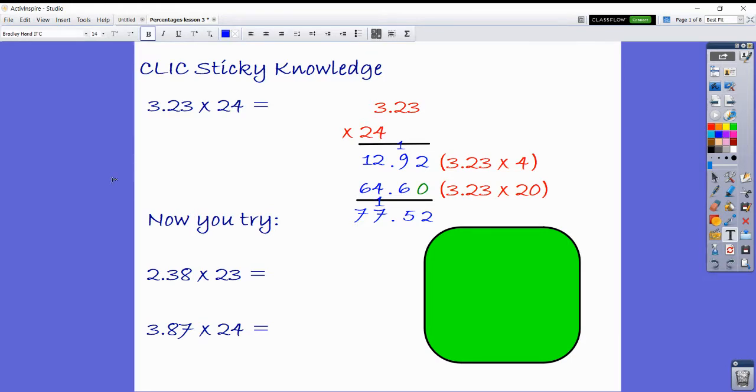And then you've got 3 steps to do. You need to multiply it by the units, so 3.23 times 4. Then multiply it by the tens column, 3.23 times 20, and then add your numbers together. So have a look at that waggle, and then have a go at 2.38 times 23 and 3.87 times 24. And if you get stuck, log into Teams and I will go through the example with you.